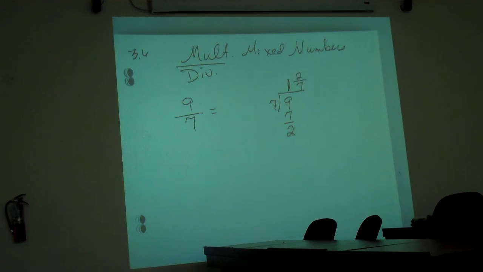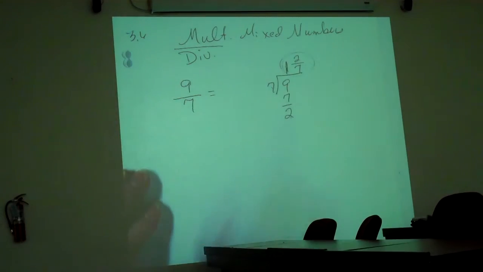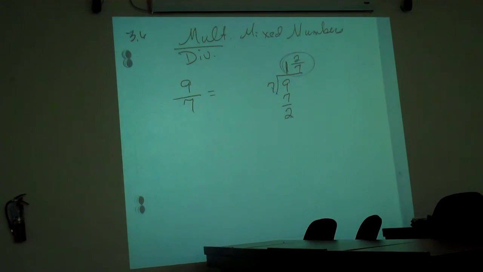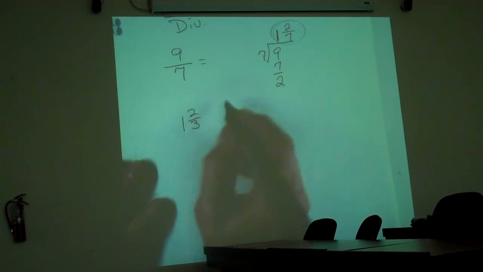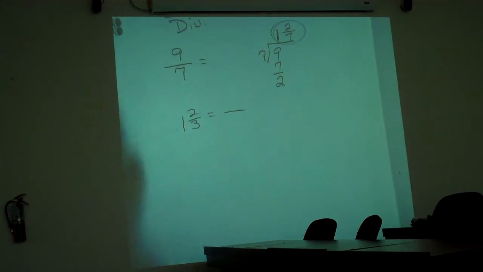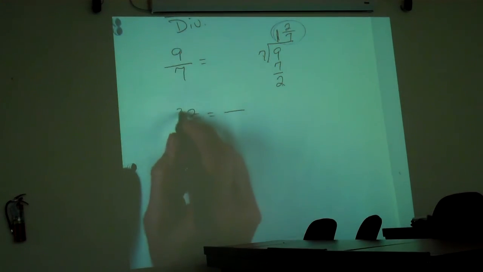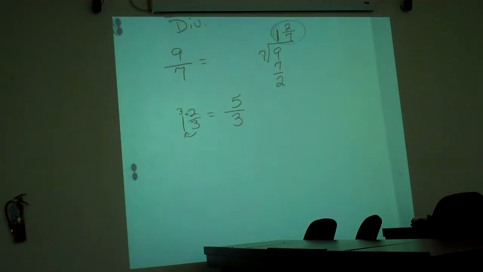Okay, the skill that you're going to use first is changing the mixed number into the improper fraction now. You're going to have something like 1 2/3. What would that be as an improper fraction? 3 times 1 is 3, plus 2. Okay. So when you're multiplying and dividing mixed numbers, the first thing you want to do is turn them into improper fractions first.